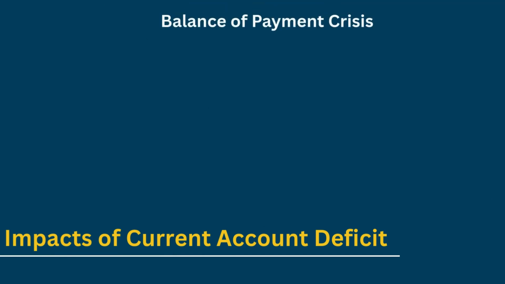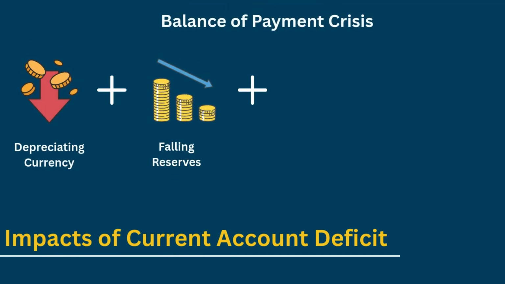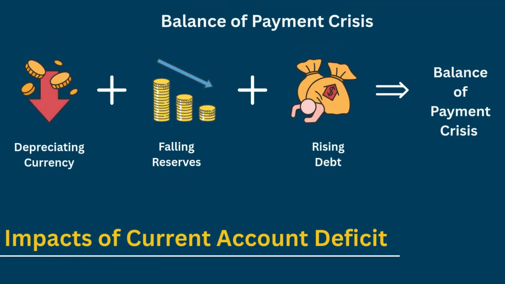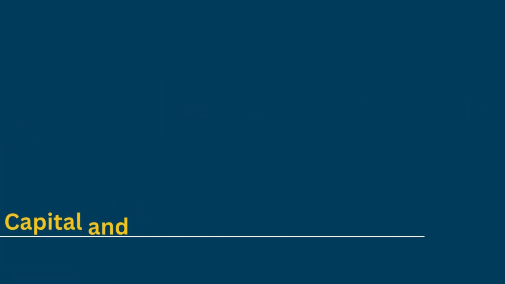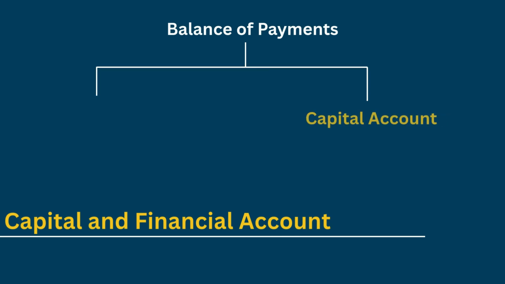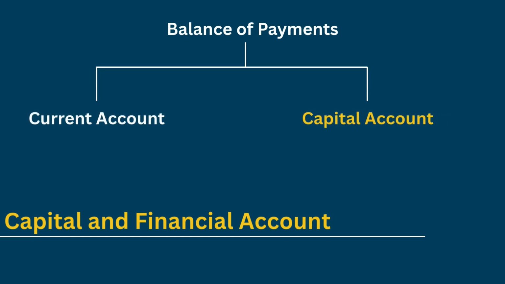A persistently high current account deficit can lead to balance of payment crisis in the long run. A current account deficit is often accompanied by a surplus in the capital and financial account. We will explain this shortly, but let's first talk about the capital account. The capital and financial account is the other major component of balance of payments account.